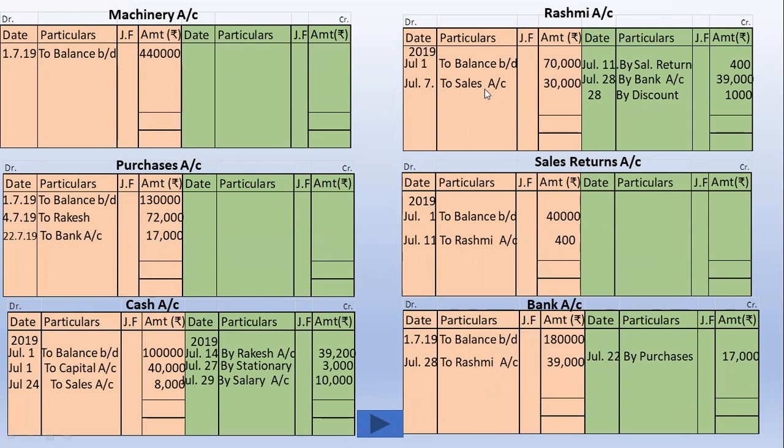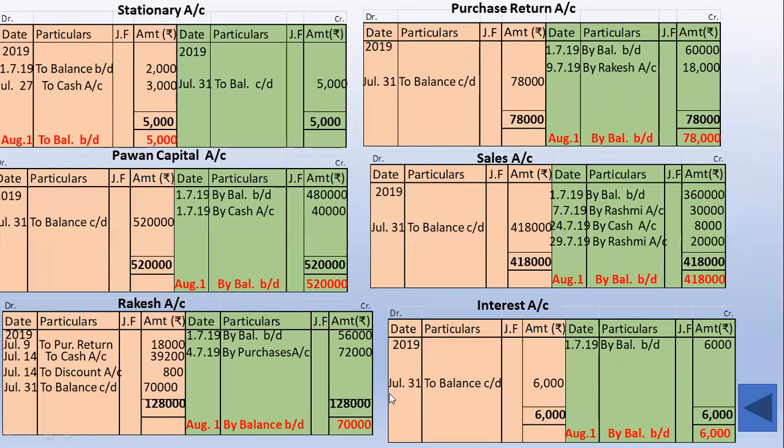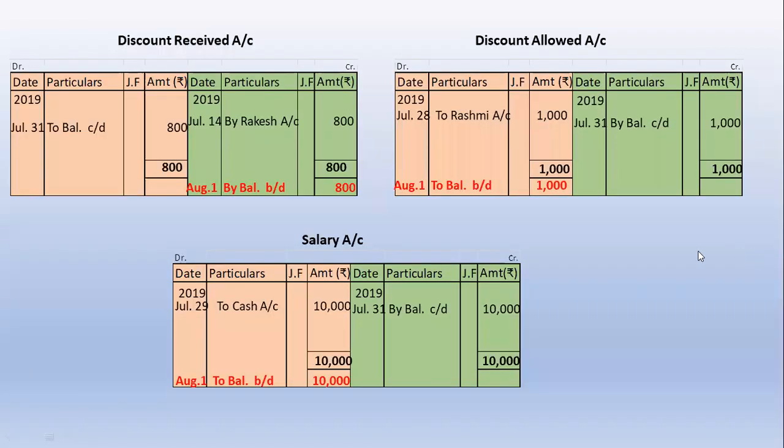Paid salary rupees 10,000. This payment shall be stated as salary account debit side and cash account credit side. See, in cash account, to salary account 10,000, and in salary account debit side rupees 10,000.